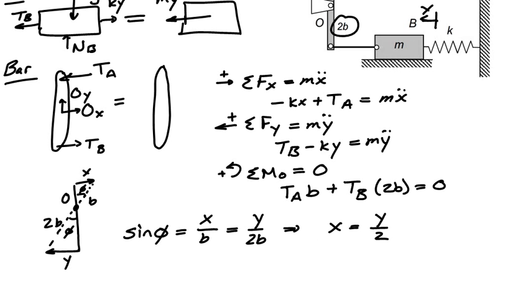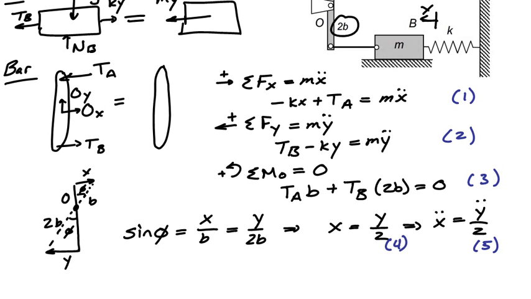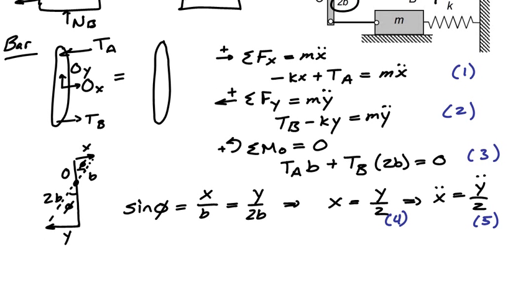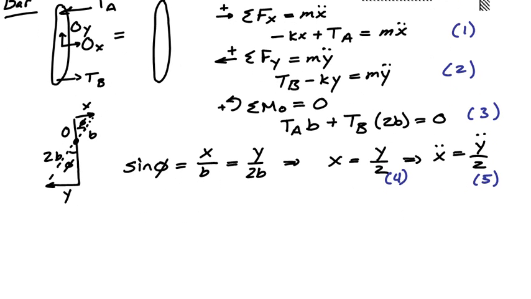If this is the case, then I also know that x double dot is going to equal y double dot over 2. Now if I take these equations that I call 1, 2, 3, 4, and 5, I can make a single equation of motion for this system and find its natural frequency. How am I going to do that? Well, I can start with equation 1, where TA is equal to m times x double dot plus k times x.